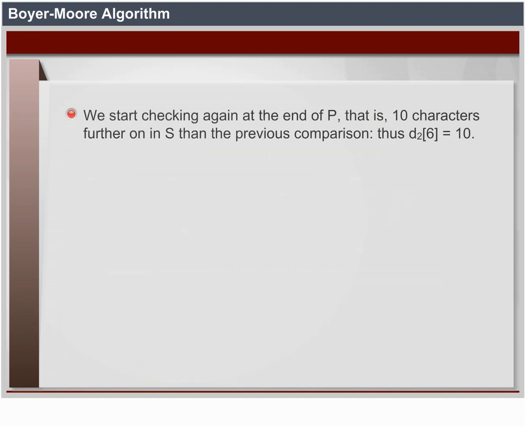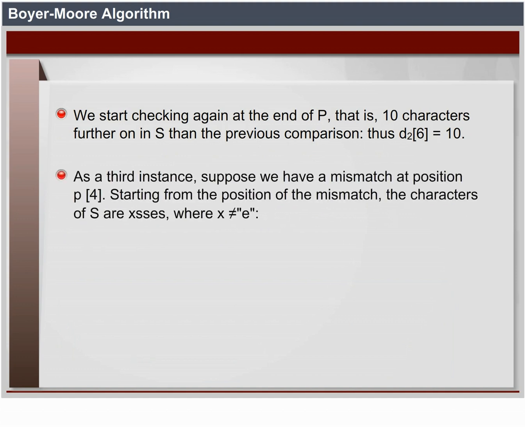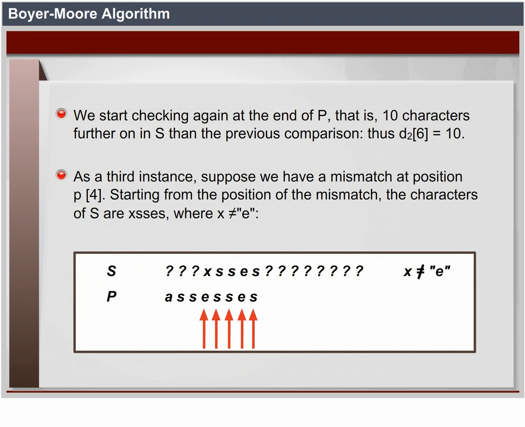We start checking again at the end of P, that is 10 characters further on in S than the previous comparison, thus D2 of 6 equals 10. As a third instance, suppose we have a mismatch at position P of 4. Starting from the position of the mismatch, the characters of S are XSSES, where X not equal to E.